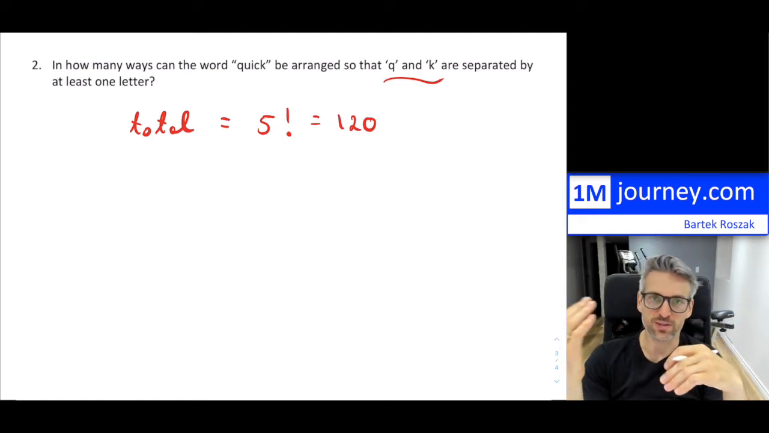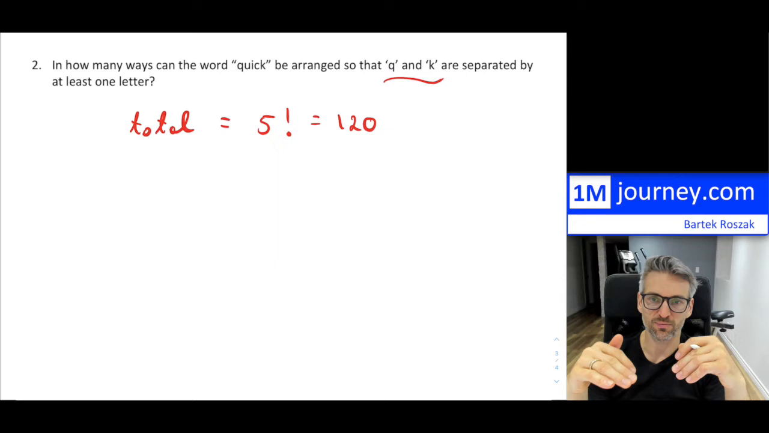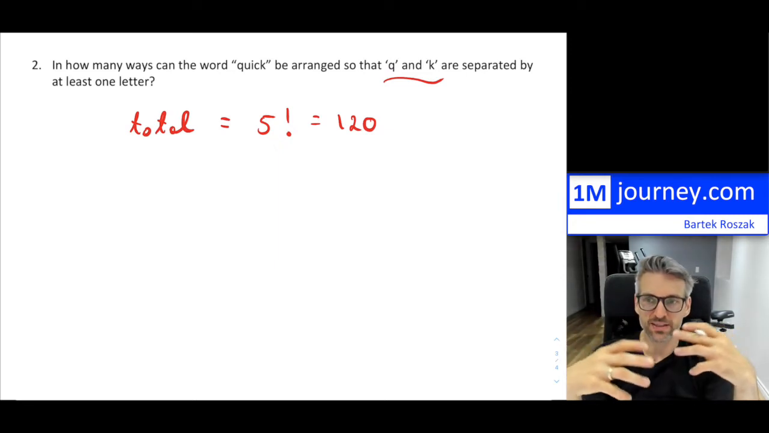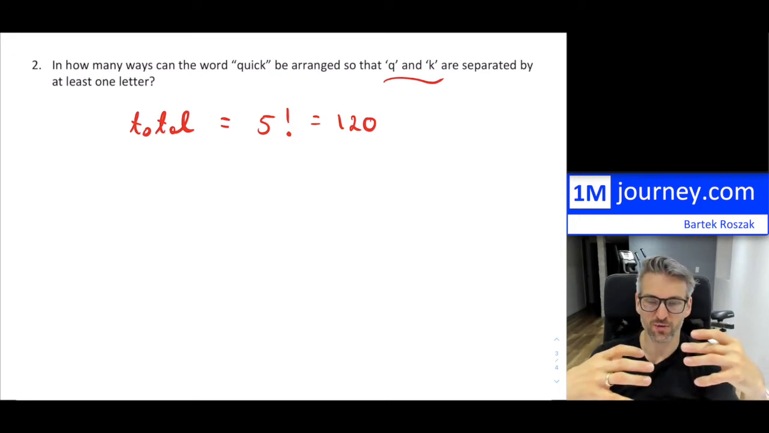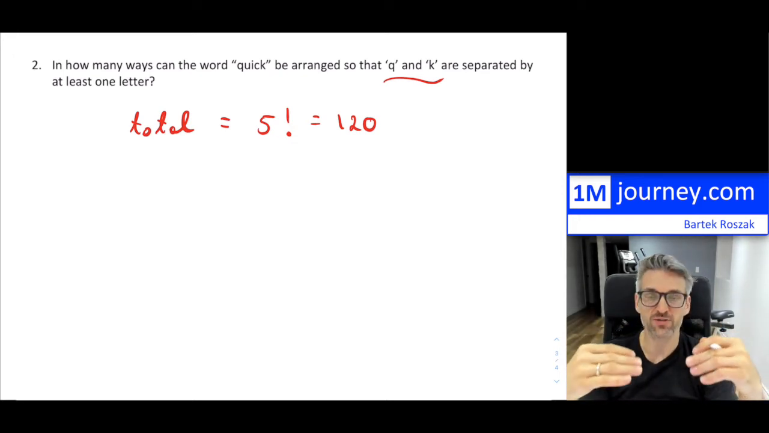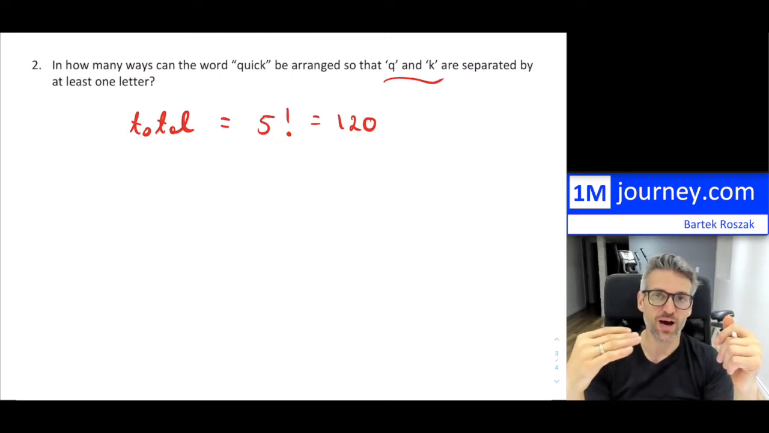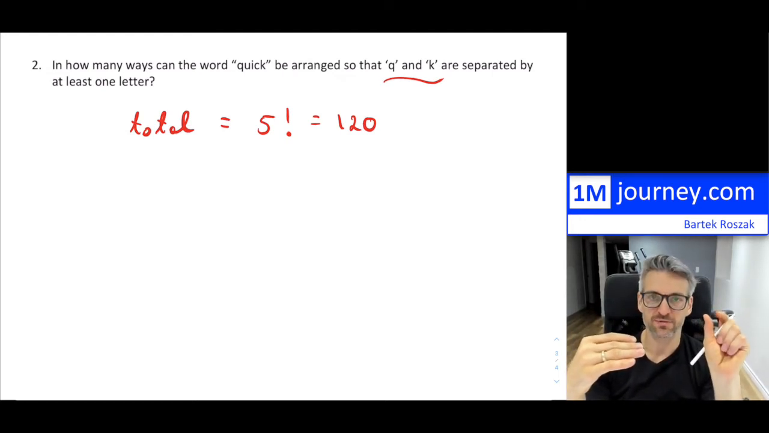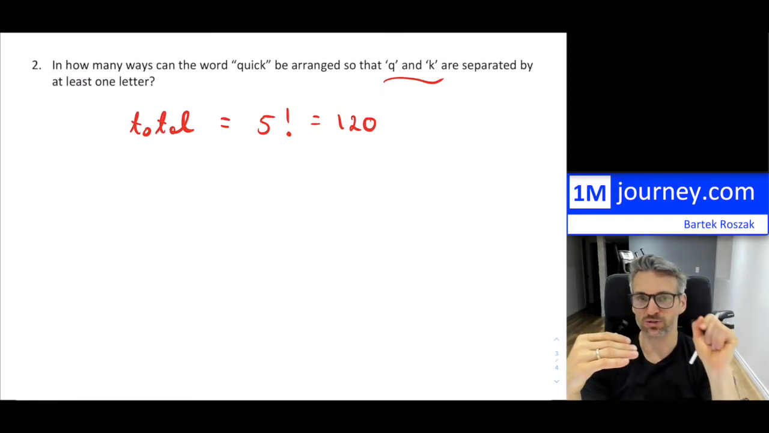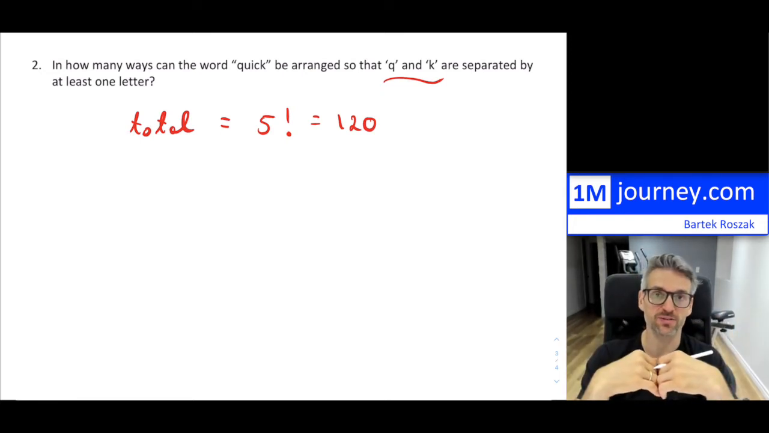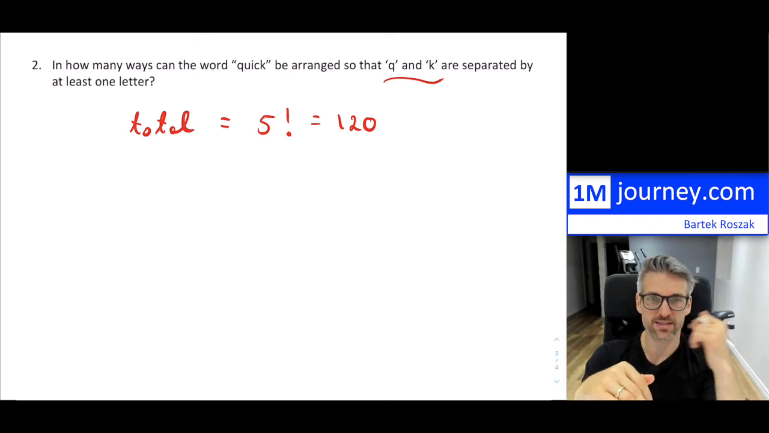So what you can do instead is negate the problem. In how many different ways can this word be arranged? Well, it can be arranged in 120 different ways in total, minus, so I can negate the problem by saying, when are they together? Because if I figure out how many times they are together, and I subtract it from the total, that's going to give me what I want. So this is negating the problem in some sense.